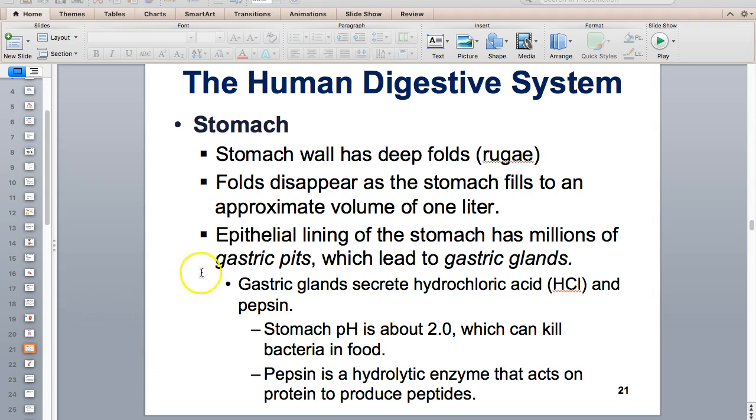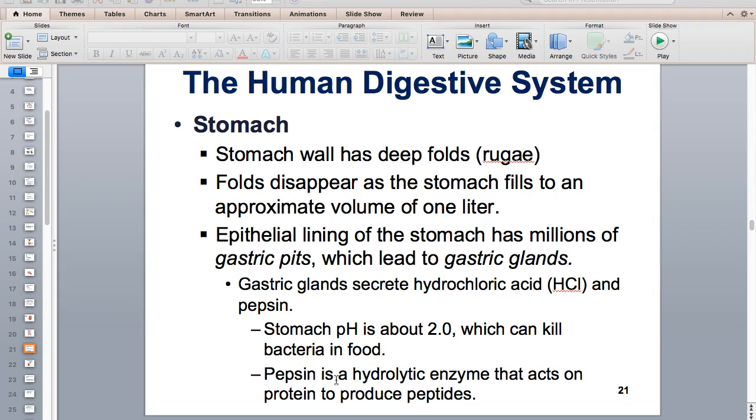So your stomach pH is about 2, and part of the reason why is because it can actually kill bacteria in food. So it goes into that highly acidic environment. If there's any bacteria there, then it will kill that bacteria. Again, there's an enzyme called pepsin, and this pepsin will start to break down proteins. Remember, you're eating the food, it's going into your digestive tract so that it can start to get broken down into smaller molecules that eventually can be absorbed.